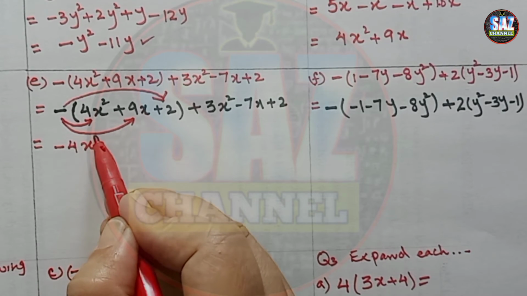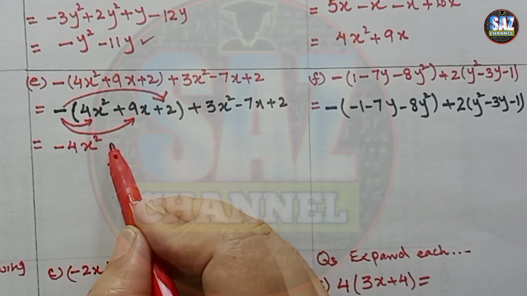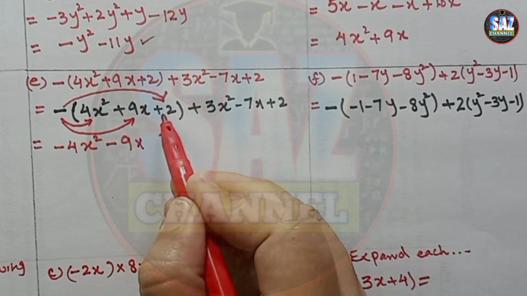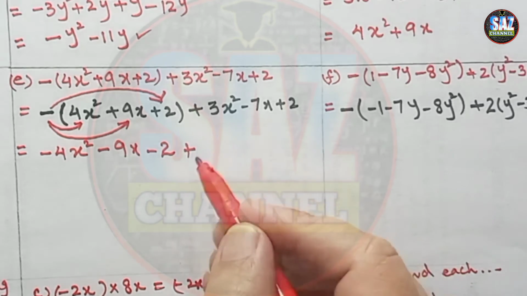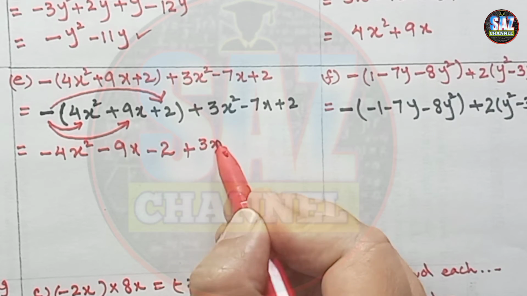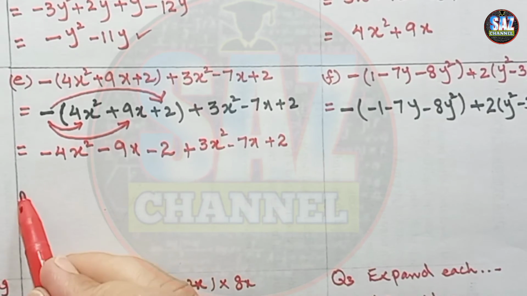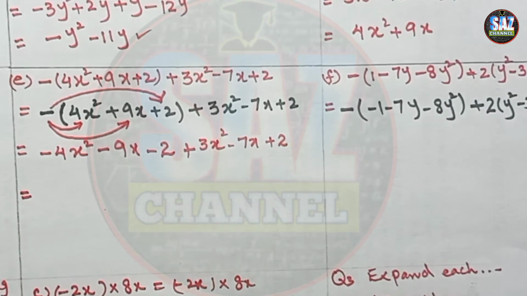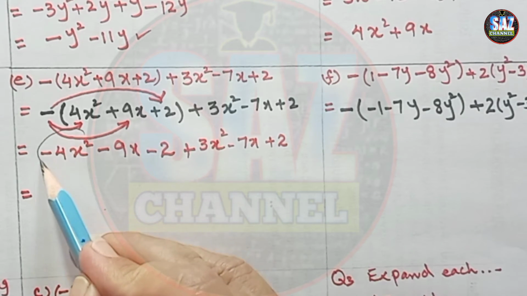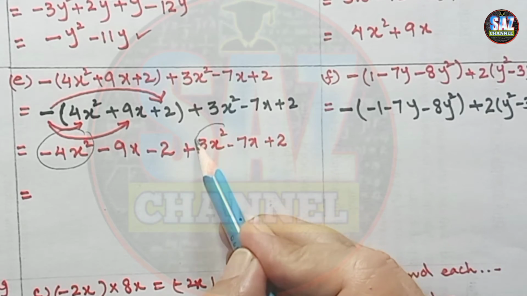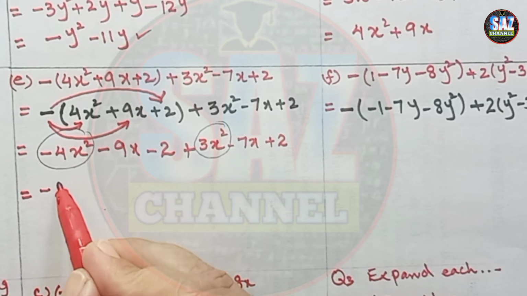I hope you remember the rule of integers from D1. Minus 9x, and plus multiplied by minus is minus 2, and the second portion will remain as it is, 3x square minus 7x plus 2. Now after this, we have to write down the like terms together, like 4x square, minus 4x square and 3x square are the like terms. So I have to write them next to each other, closer to each other.